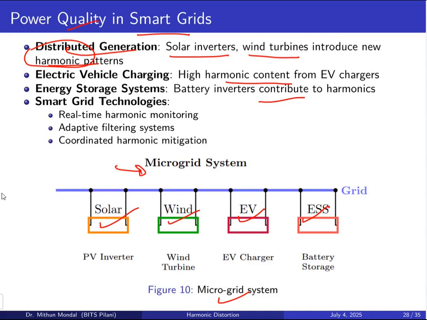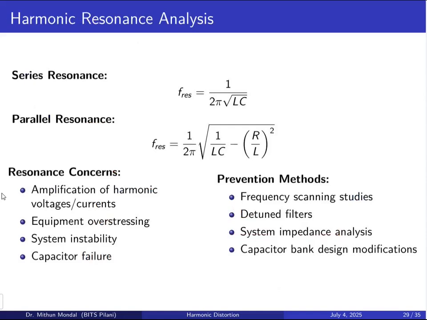And in these grid technologies we can have real-time monitoring. Real-time monitoring is always required to know what harmonics are present, and adaptive filtering techniques have to be used. Coordinated harmonic mitigation needs to be done so that we can counter those unnecessary harmonics which are present in the advanced grid systems.